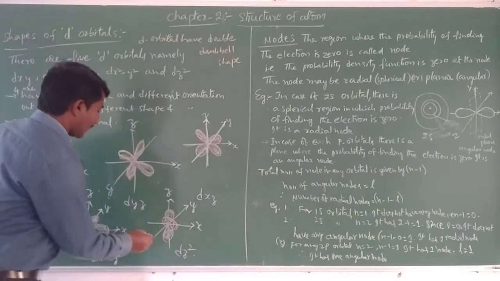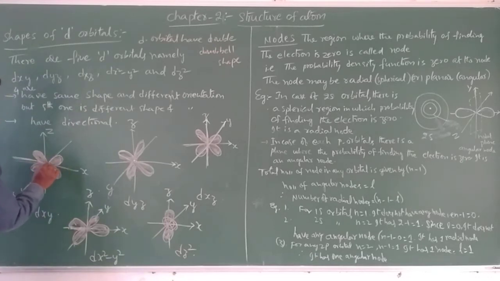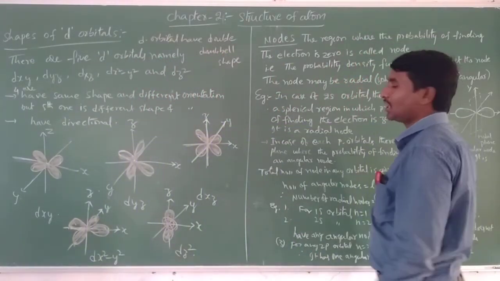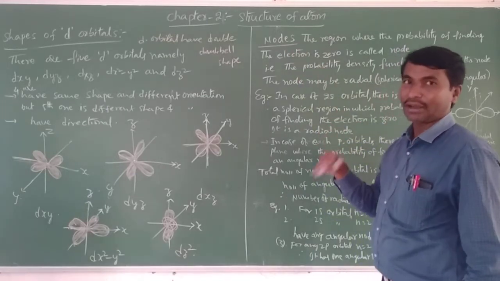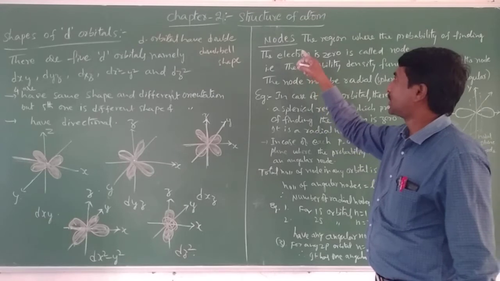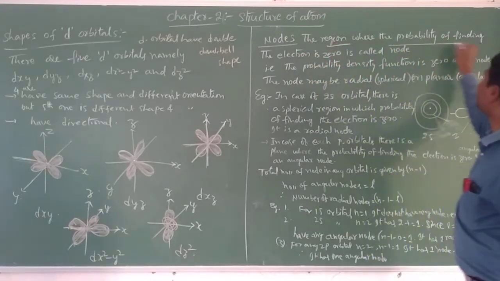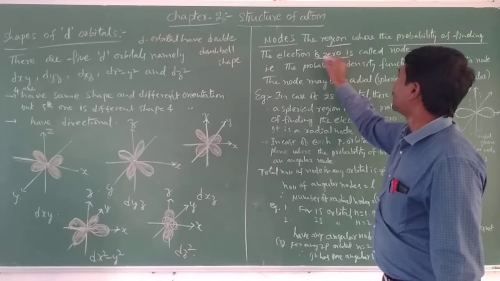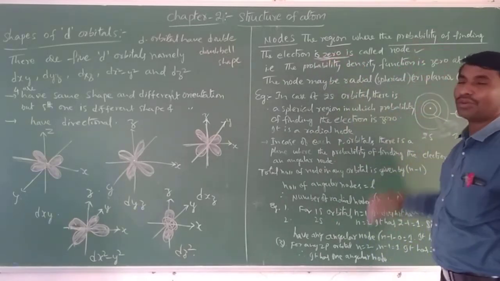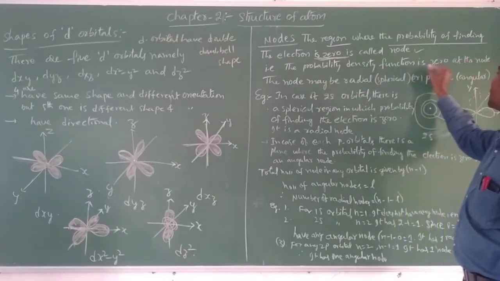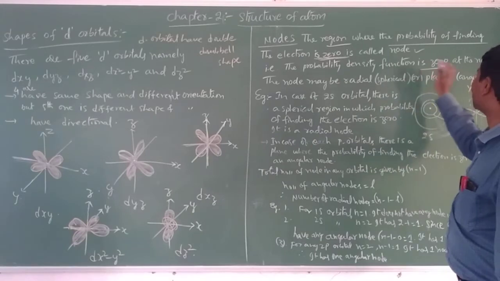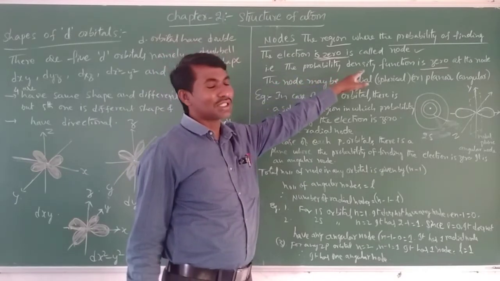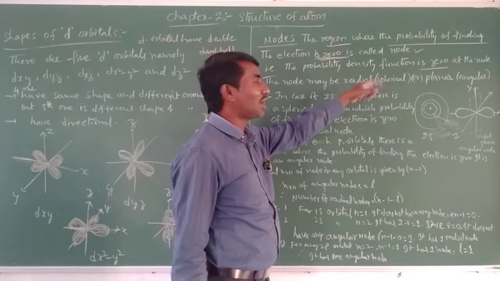At the center, between the lobes, the probability of finding electrons is 0. That is a node. We already know what nodes are, and we will discuss nodes once again. A node means the region where the probability of finding electrons is 0. That is, the probability density function is 0 at the node.